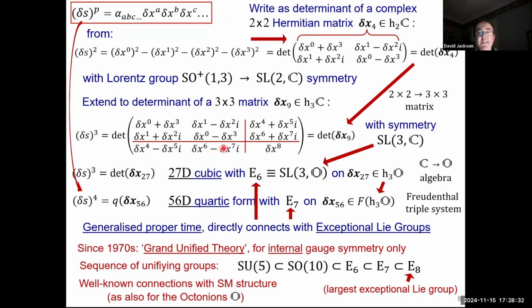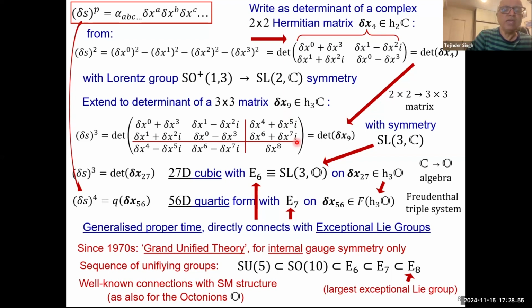Matter components, yes, that's right. Many of us have tried to justify that H3O is the right place to describe 3 fermion generations. There's a different picture.